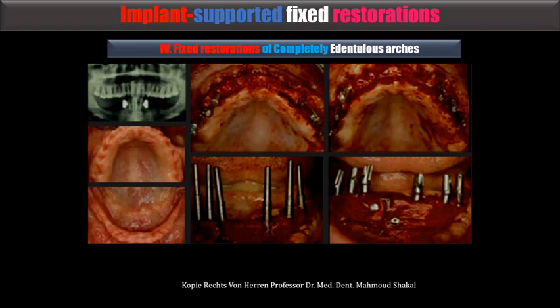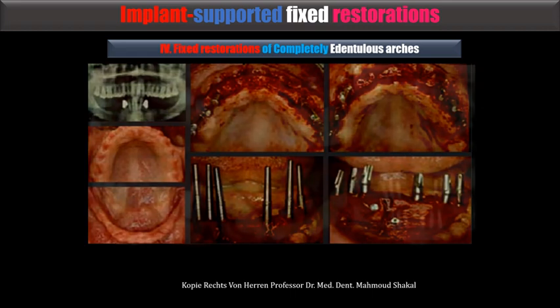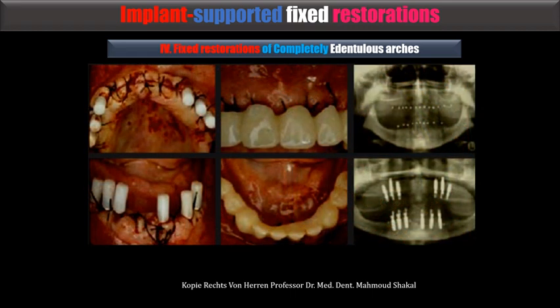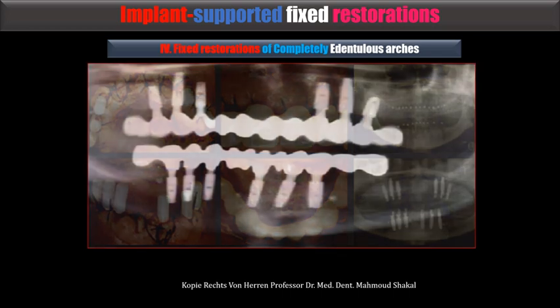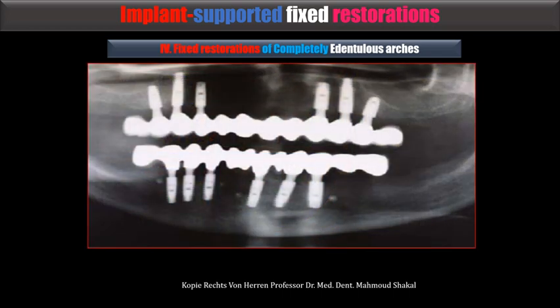The graph shows restoration with a hybrid prosthesis using implants in both arches, upper and lower. As we said, it's a minimum of 4 for the mandible and 6 for the maxilla, and that would depend on the quality of bone.